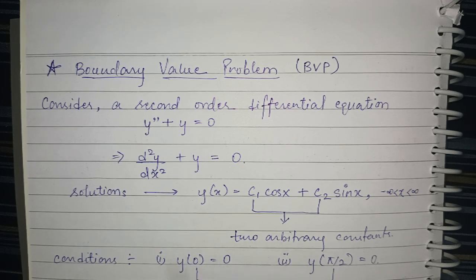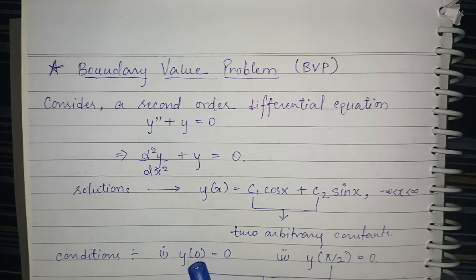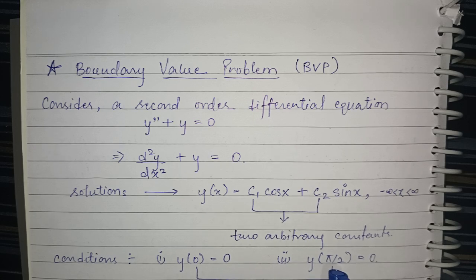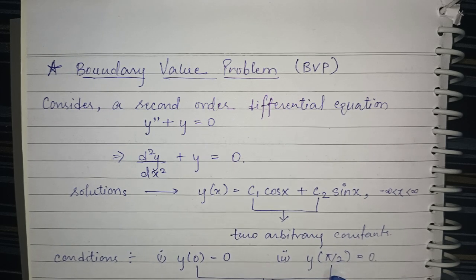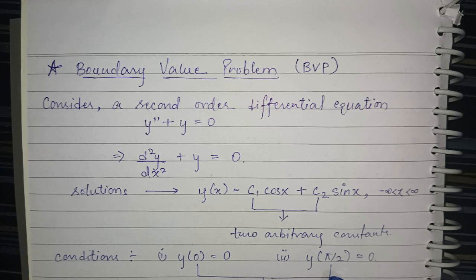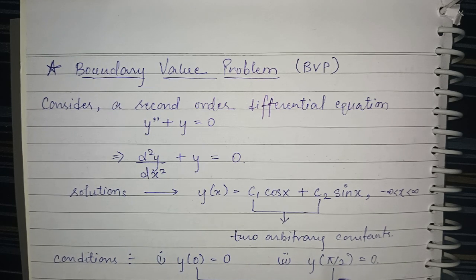Now here you can see that the conditions given to us are at different points. Here x is equal to 0 and here x is equal to pi by 2. In the initial value problem we had these conditions at the same point, and here we have these conditions at different points, or we can say at the end points of the domain. So these conditions are referred to as boundary conditions.